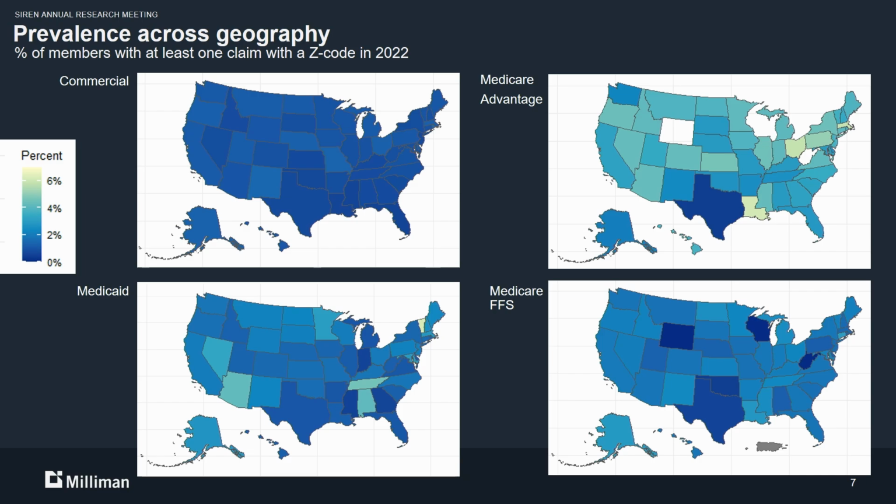But here again, we see commercial just relatively low. A darker blue color means closer to 0. With lighter colors, we're getting close to the max of 6% of members with a Z code on the claim. And we see a lot of variation in Medicare Advantage and Medicaid, a little less in Medicare fee-for-service.